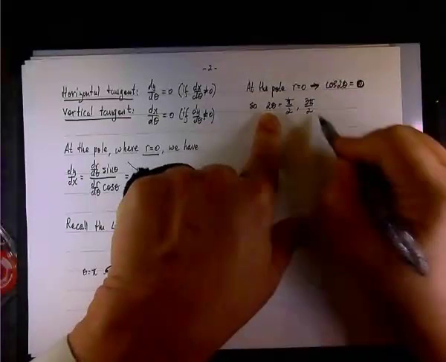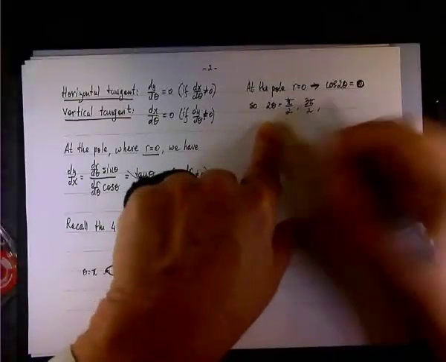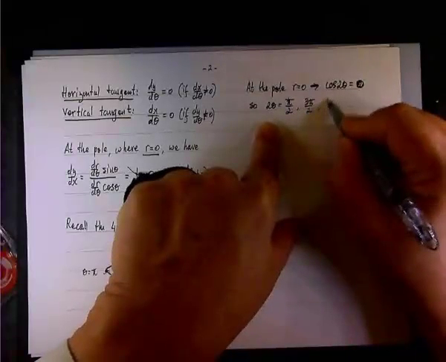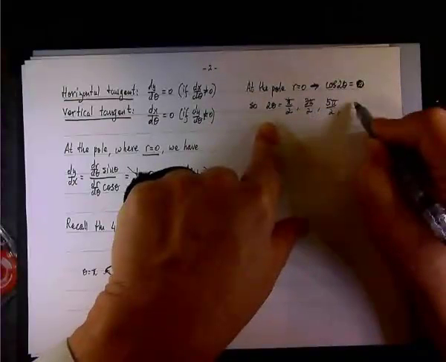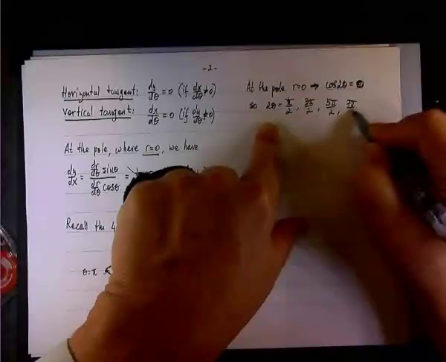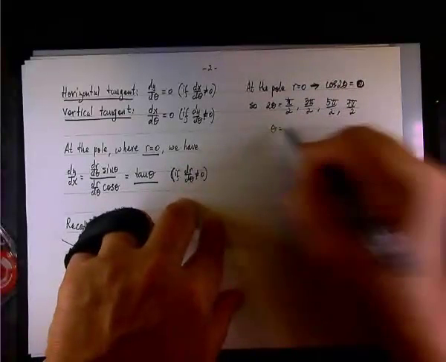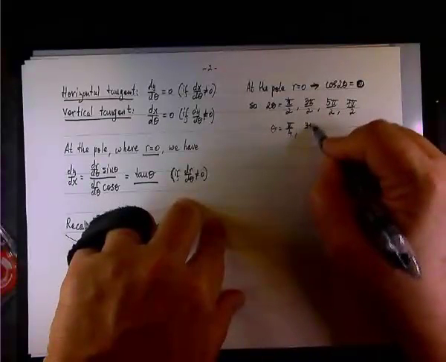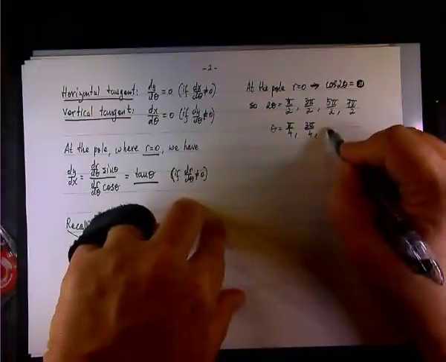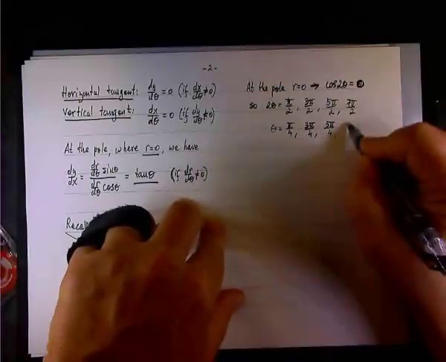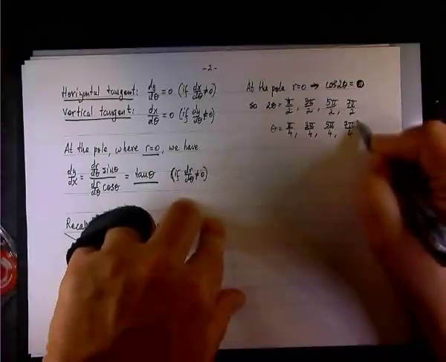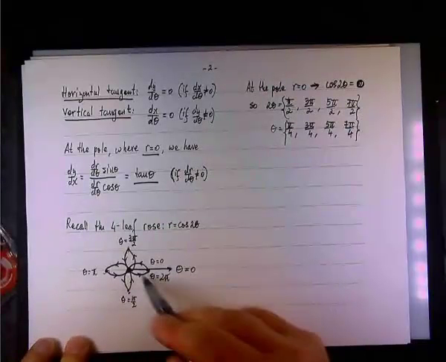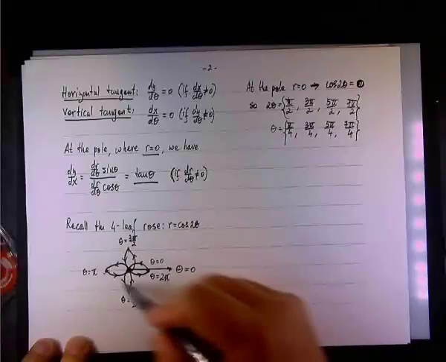But remember, theta goes from 0 to 2 pi. So 2 theta will go from 0 to 4 pi. So the next times, 2 theta will be equal to 5 pi over 2, and finally 7 pi over 2. Okay, so theta equals pi over 4, 3 pi over 4, 5 pi over 4, and 7 pi over 4.